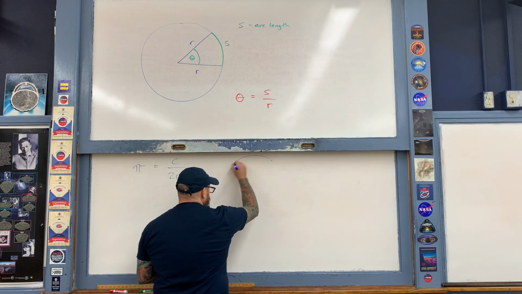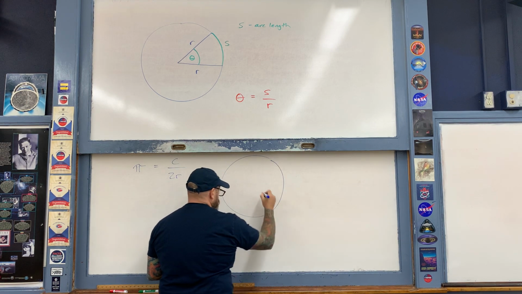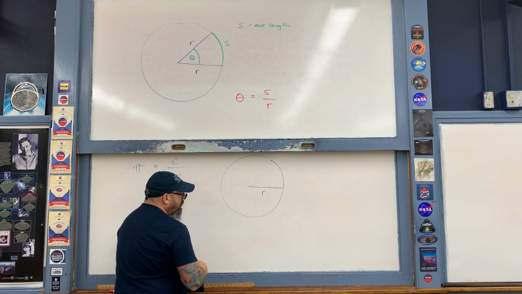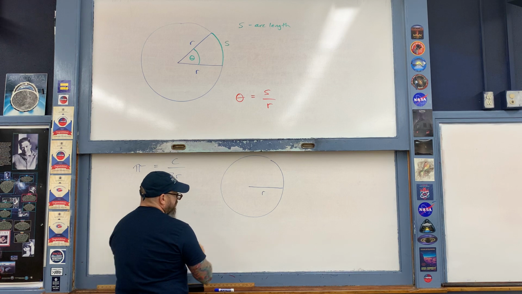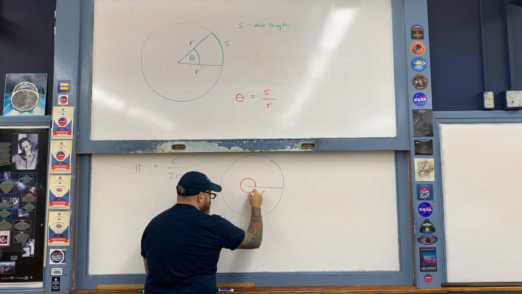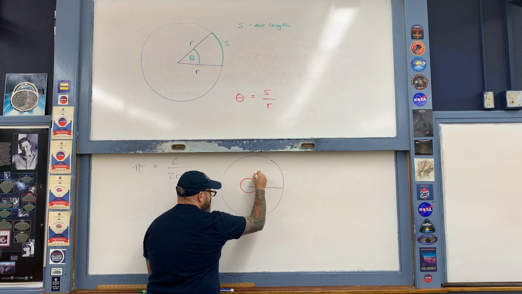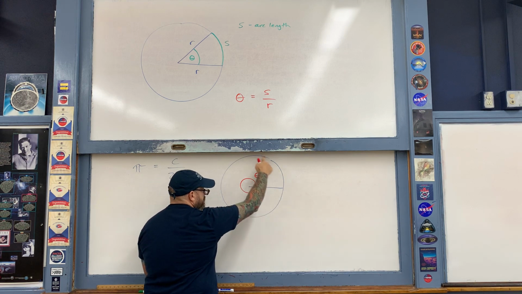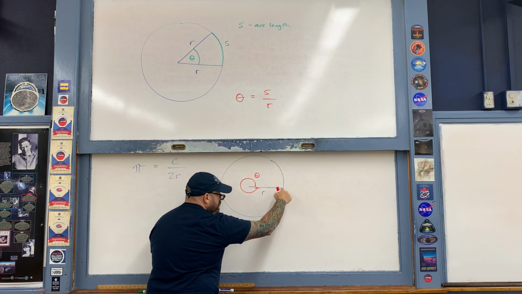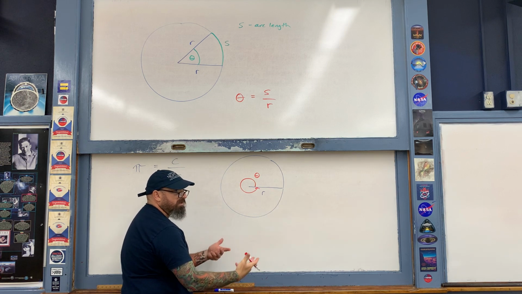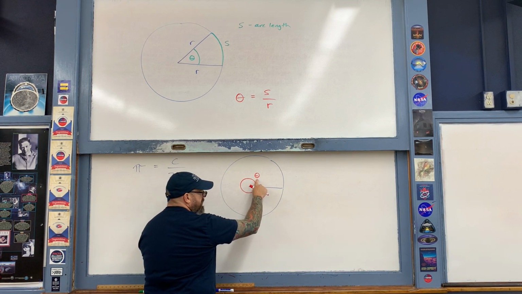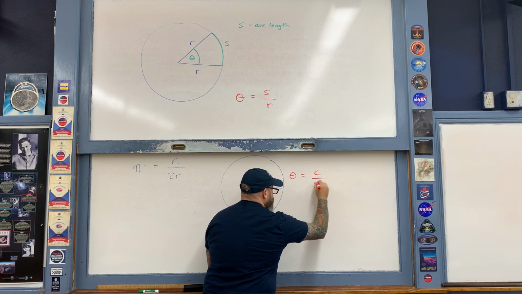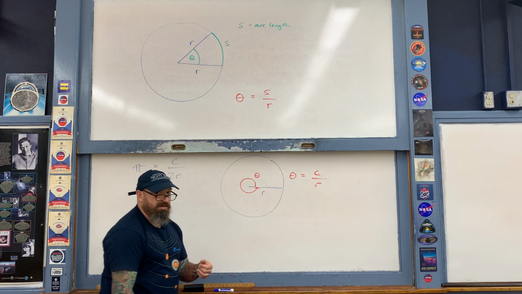Okay, let me draw a complete circle here, like so, where here's the radius. And now let's go all the way around the circle. If I go all the way around the circle, this right here then becomes my angle theta, like so. And then if I do go all the way around the circle, notice that the circumference of the circle is equal to the arc length. So this angle theta in terms of radians is equal to the arc length divided by the radius.